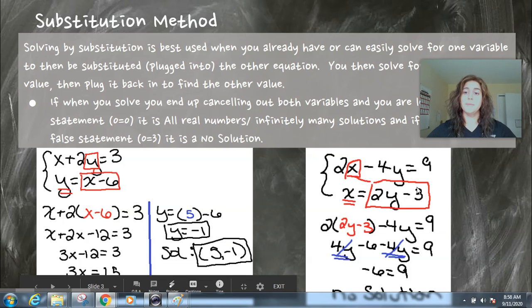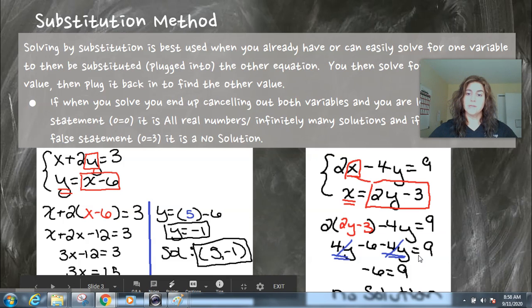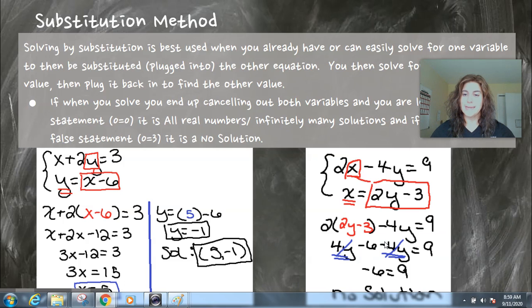In the second problem, same thing. This time I had an x already by itself, so I took what it equaled, plugged it in, and then I went through and solved it. Now in this case, when I solved it, my y's ended up canceling. They're on the same side. One's a +4, one's a -4. They canceled out. I was left with -6 equals 9. -6 will never equal 9. That is a no solution.